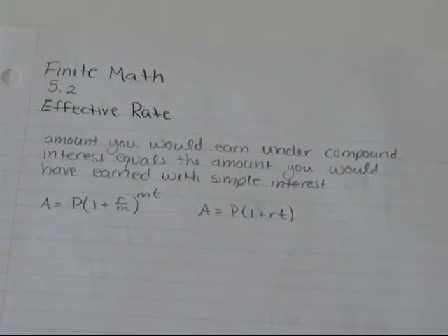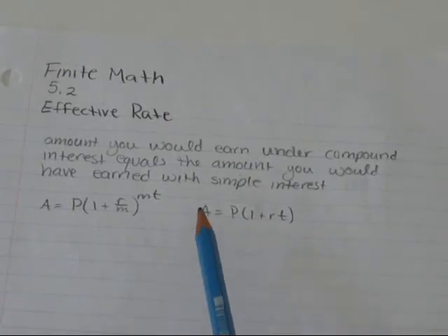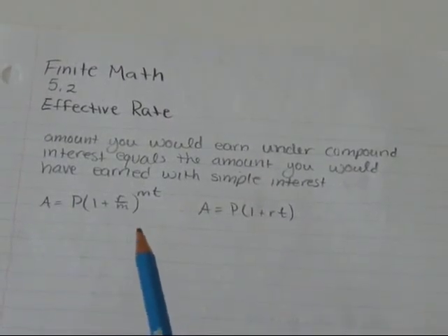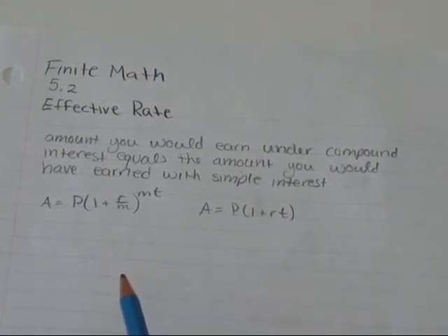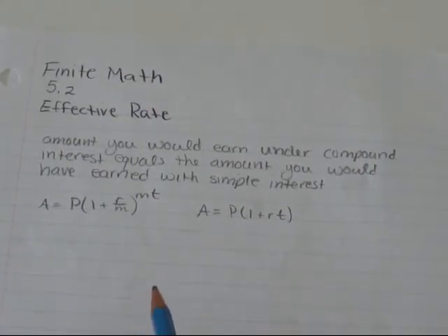Hi everyone! In this video I'm going to talk about using the effective rate. What the effective rate is for is figuring out at what rate, or what interest rate, do I need to collect under simple interest to earn the same amount of interest at any given time under compound interest. So I've written here effective rate: the amount you would earn under compound interest equals the amount you would have earned with simple interest. The best way I think to explain this is to do an example.